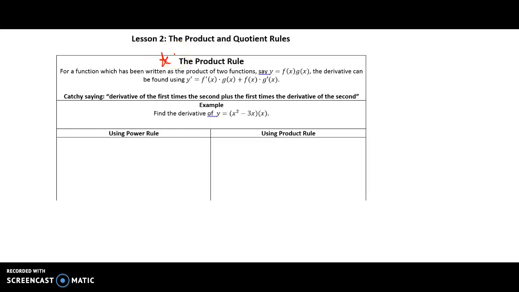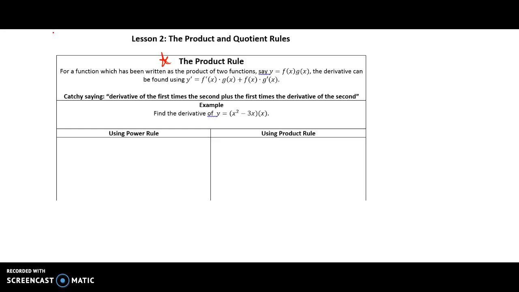Snipped straight from a textbook, the definition of the product rule is listed for us here. For a function which has been written as the product of 2 functions, say y equals f of x times g of x, the derivative can be found using y prime equals f prime of x times g of x plus f of x times g prime.